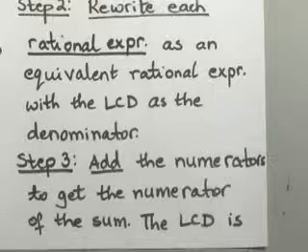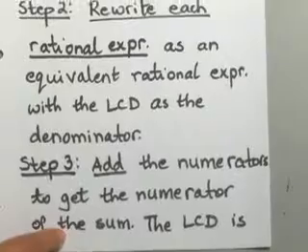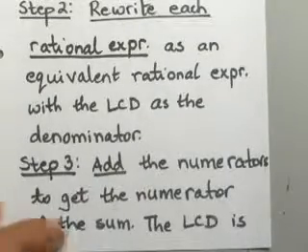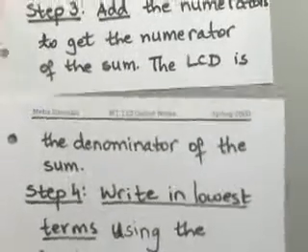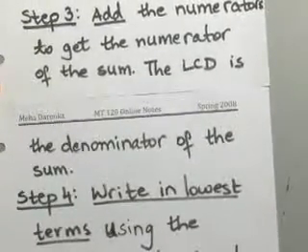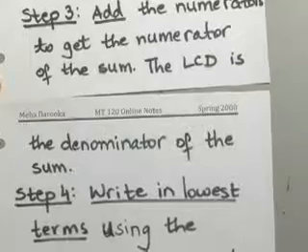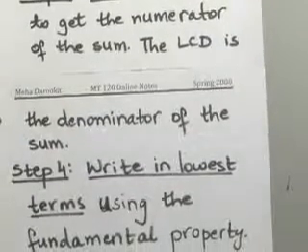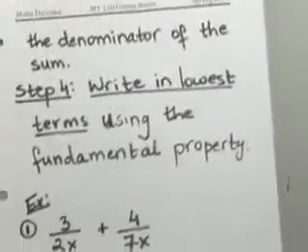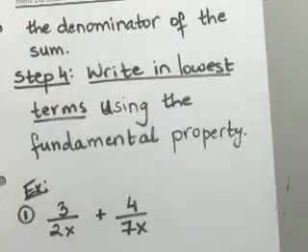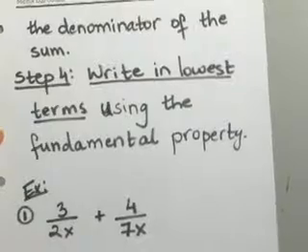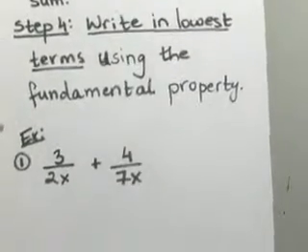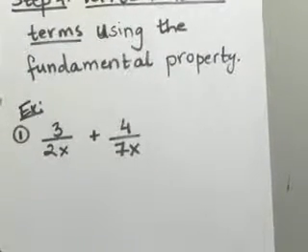numerators, and you will get the sum of those numerators. And this time, for this sum, what you have in step 3, you will use the LCD as the denominator of the sum. Okay, so you still keep the LCD as your denominator, and step 4, of course, would be again put it in lowest terms using the fundamental property of rational expressions. Okay, so let's try and apply these steps to our first example here.